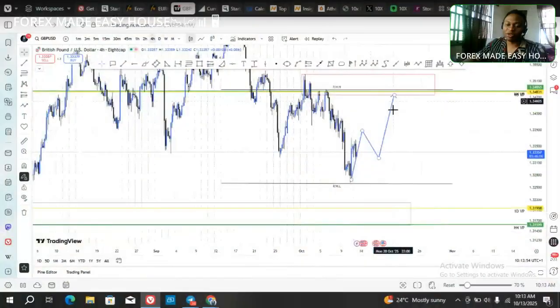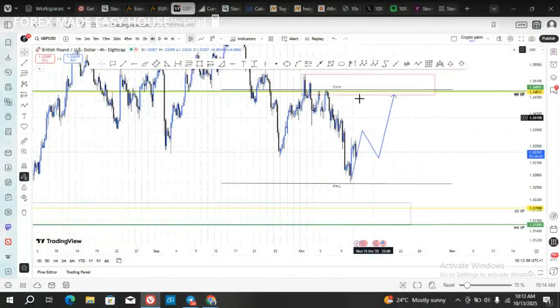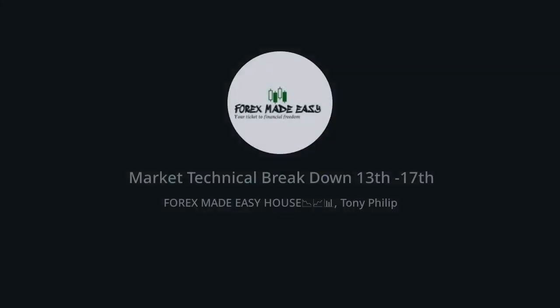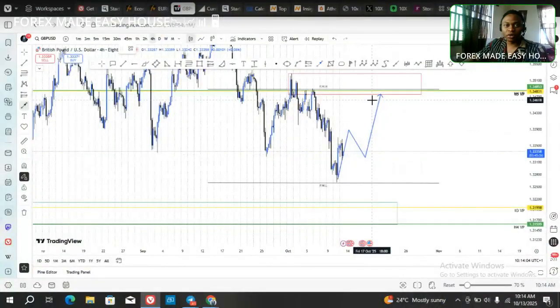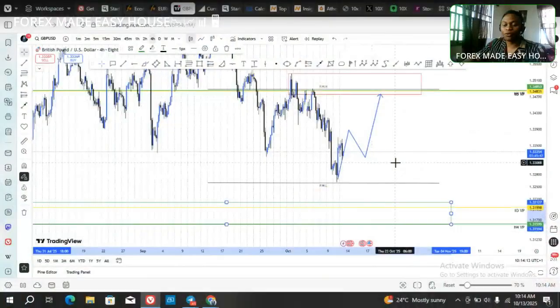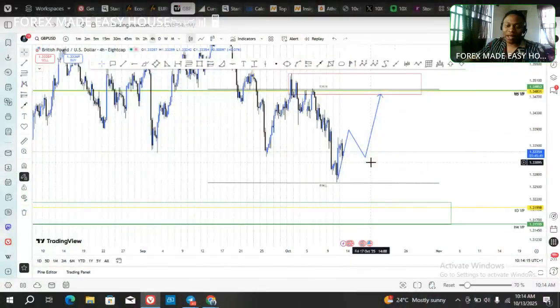This is not the prevailing trend. The overall trend is a downtrend. So if you're more like a swing trader, you can wait out for this correction to happen, then take this sell. Okay, but if you're more like a day trader, trading daily from 13th, 14th, 15th, 16th, 17th of October, this is more like what you should be looking out for. Okay, so that's it. Then the next is GBP JPY.